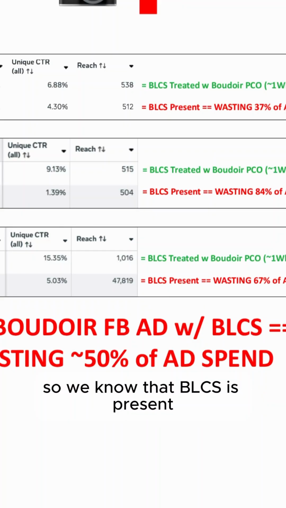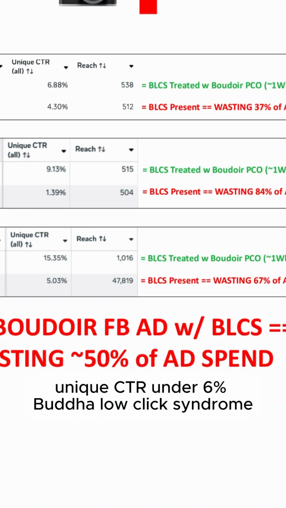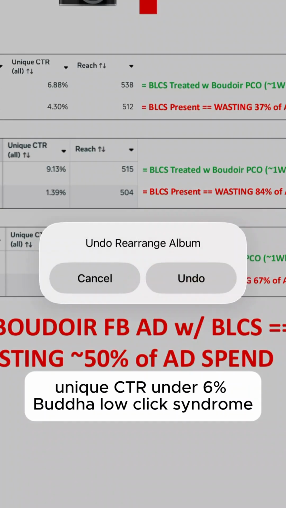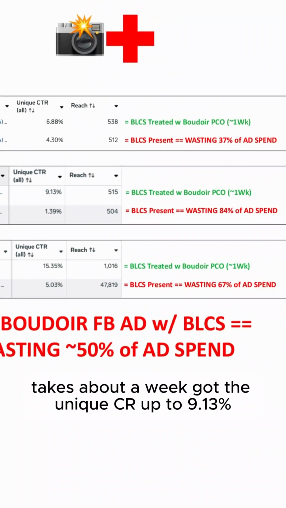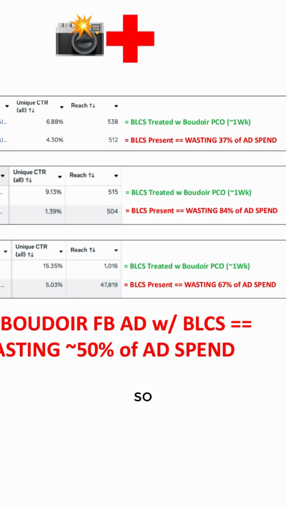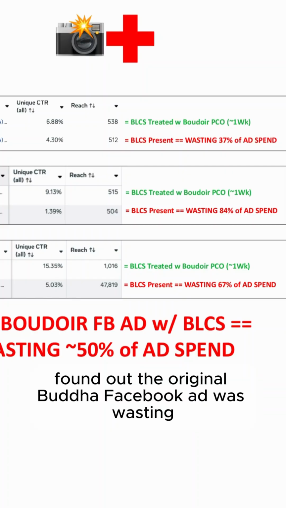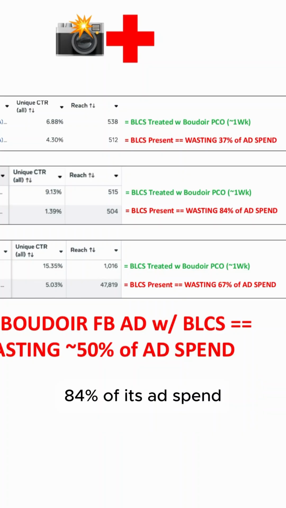So we know that BLCS is present, unique CTR under 6%, Boudoir low click syndrome. Now we've got the solution with Boudoir Pico. It takes about a week. We got the unique CTR up to 9.13%. So we found that the original Boudoir Facebook ad was wasting 84% of its ad spend.